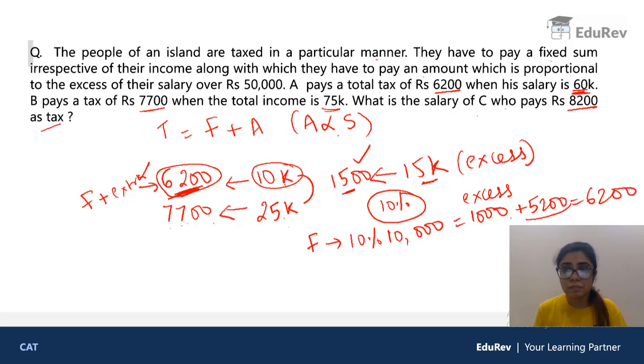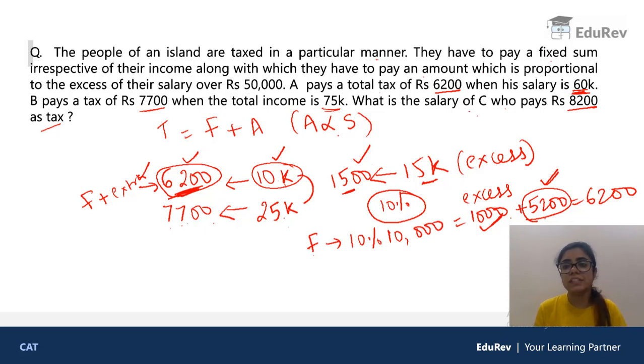So the fixed money we have to pay is 5200. Okay, see, 10% is the excess money I have to pay. So if I'm earning 10,000 extra, I have to pay 10% of that, which is 1,000 rupees extra. But I'm paying a total of 6,200. That means 5,200 is the fixed money we have to pay.